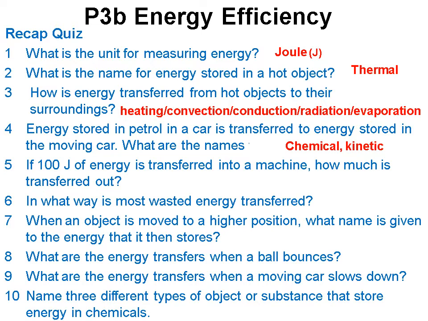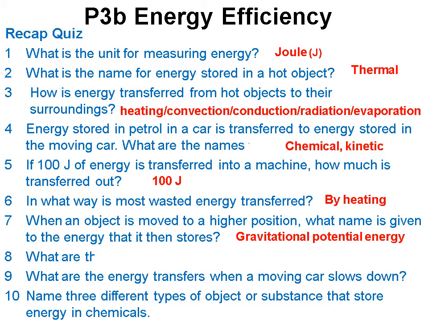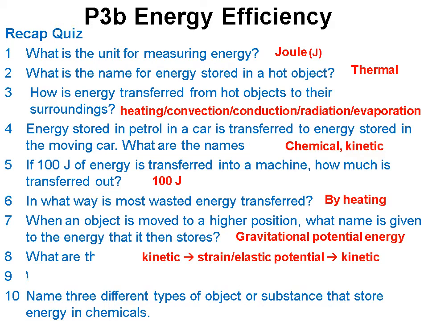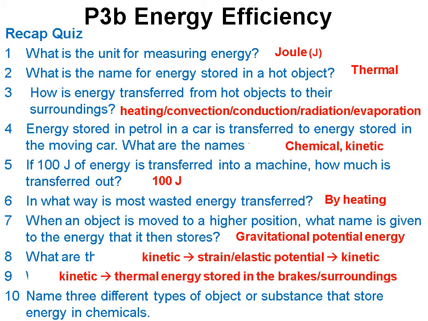For number 5, you should get 100 joules. For number 6, you should get by heating. Number 7 was gravitational potential energy, or GPE. Number 8 is kinetic, which is then transferred to elastic potential and then back to kinetic store again. Number 9, we're looking at kinetic store, and then that is converted to a thermal store in the brakes or in the surroundings. And number 10, you could have had anything from food, fuel, or batteries and cells. These questions did get a little bit harder as you went from 1 to 10, so hopefully you did well.